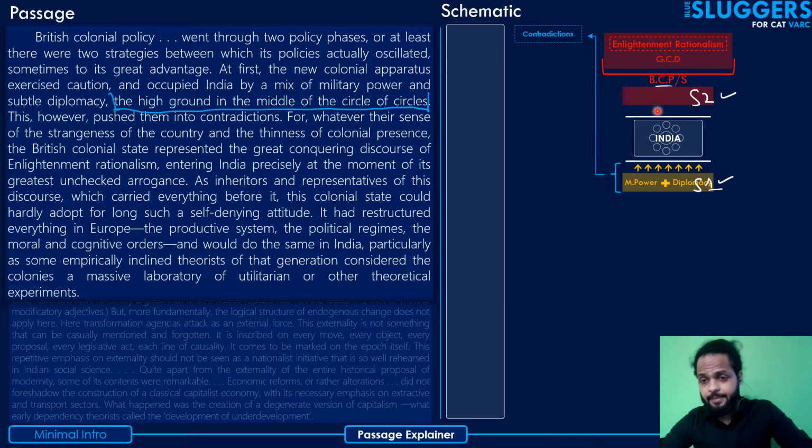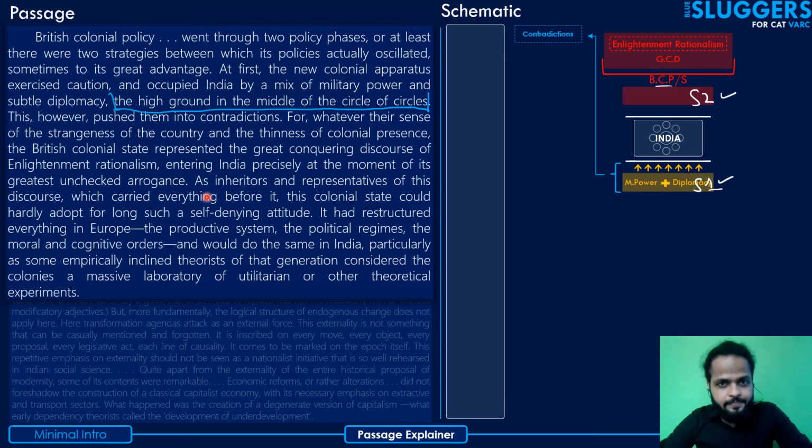So whatever the British colonial state might have considered, India as being a strange land, or figuring that there was hardly any colonial presence in India, and hence maybe we should not do much with that, maybe we should be cautious, maybe we should deploy diplomacy. Whatever they might have considered here, it happened to contradict their inherent philosophy. Why? Because they essentially represented the great colonial discourse of Enlightenment rationalism, which was in the process of conquering everything across the world, right? So that's what he means.